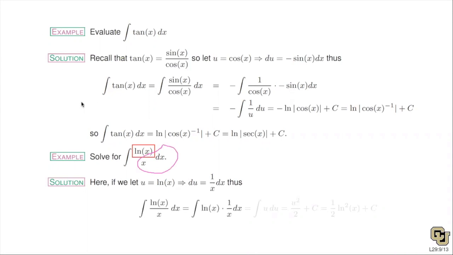So here I write ln of x over x as ln of x times 1 over x dx. I replace ln of x with u. 1 over x dx gets replaced with du. The integral of u is u squared over 2 plus c. Plug back in for u. So I get 1/2 ln squared of x plus c. Be careful about where that square is. That square is on the outside of the natural log.